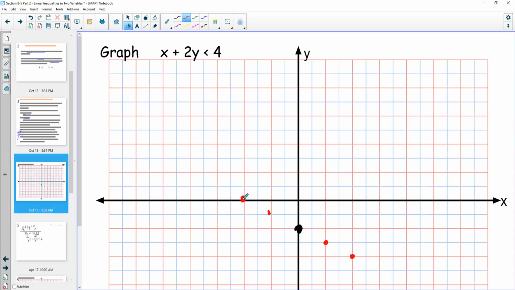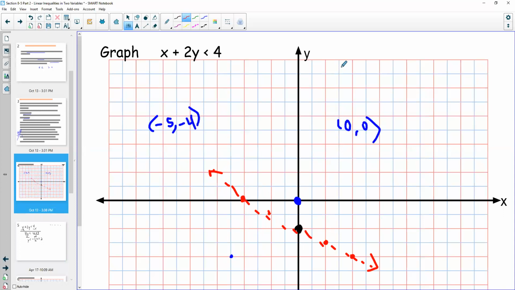So here's my line. Now it's less than, not equal to, so I'm going to draw a dashed line, which is hard to do on here. And now I have to decide which side to shade. So I'm going to choose a point over here, and I'm going to choose one over here. On this side I chose 0, 0, which I do if I can possibly choose it. On this side I chose negative 5, negative 4.